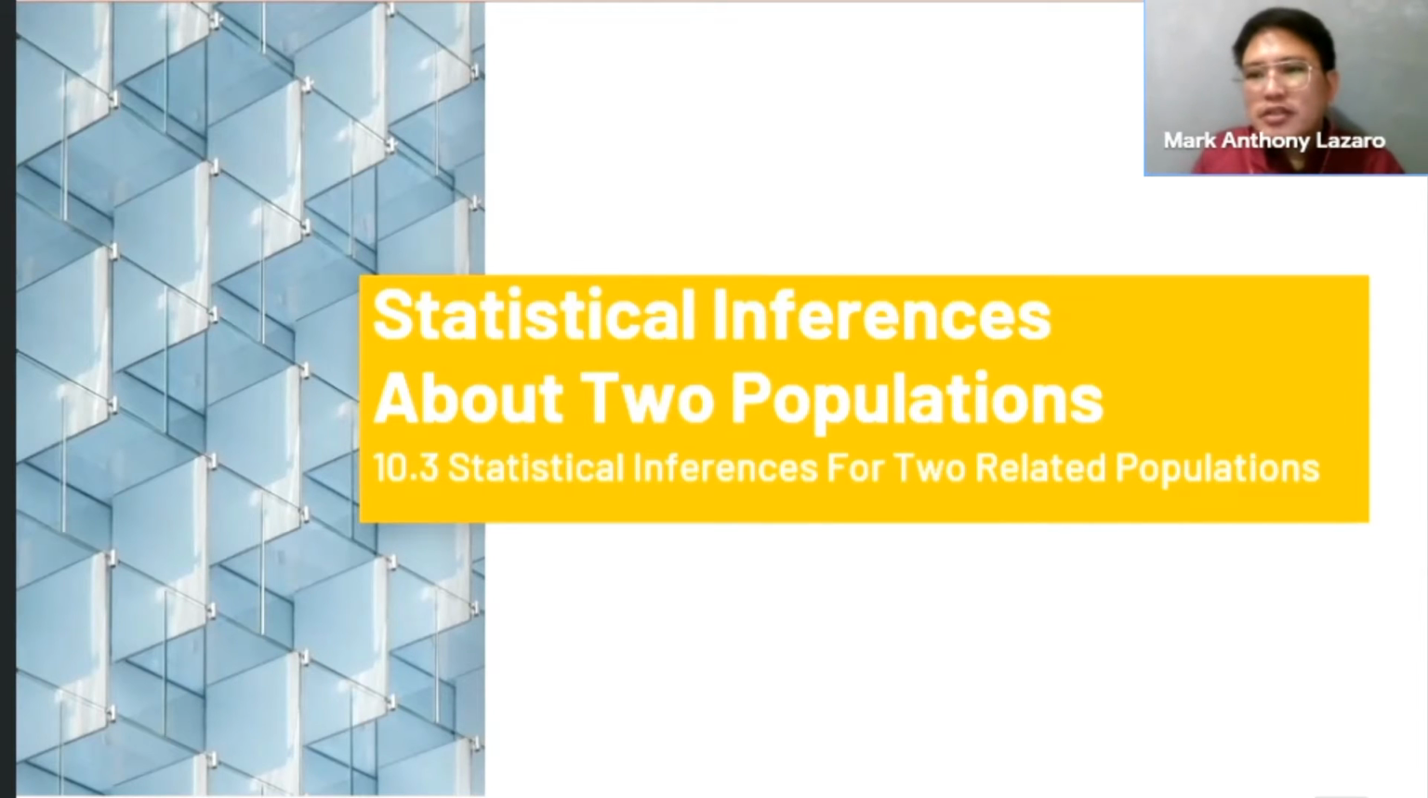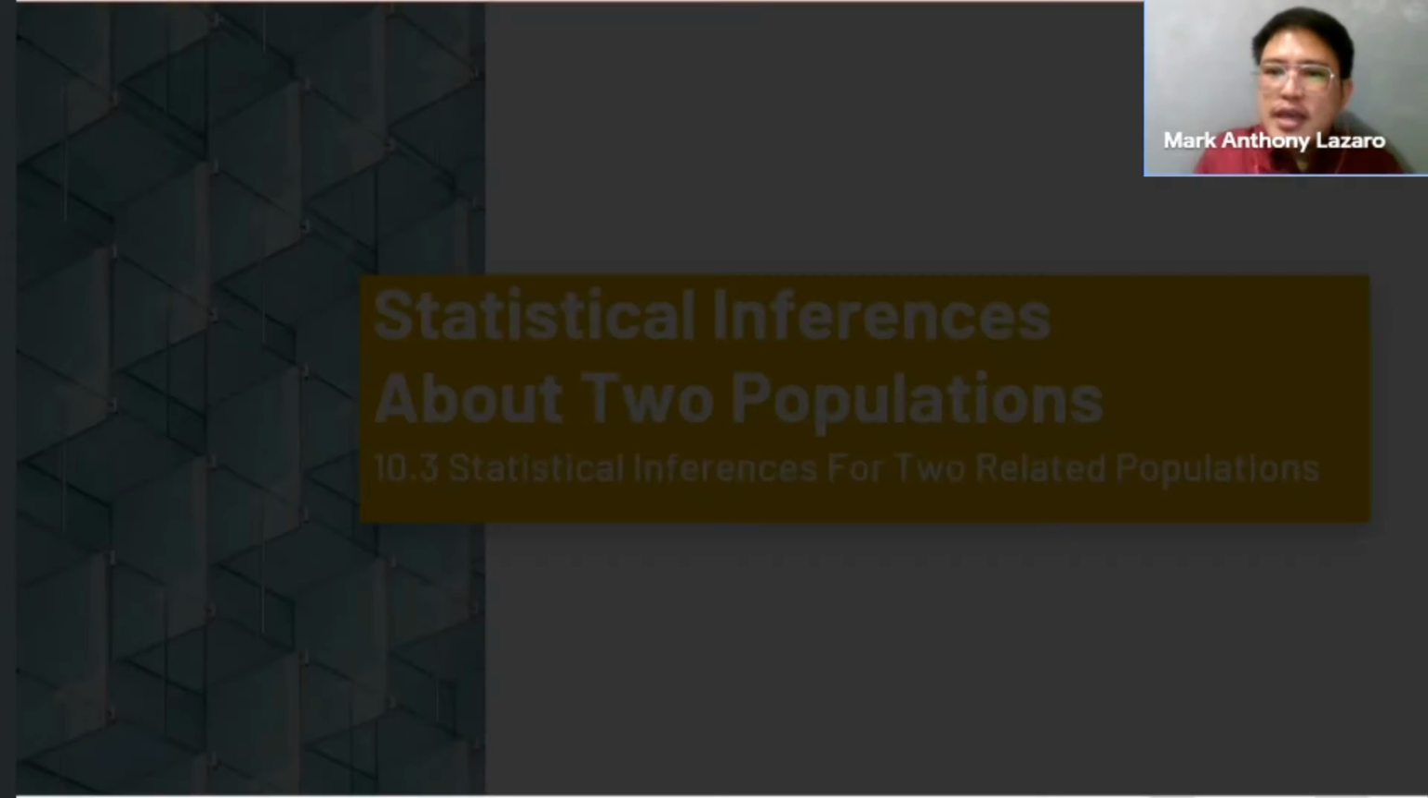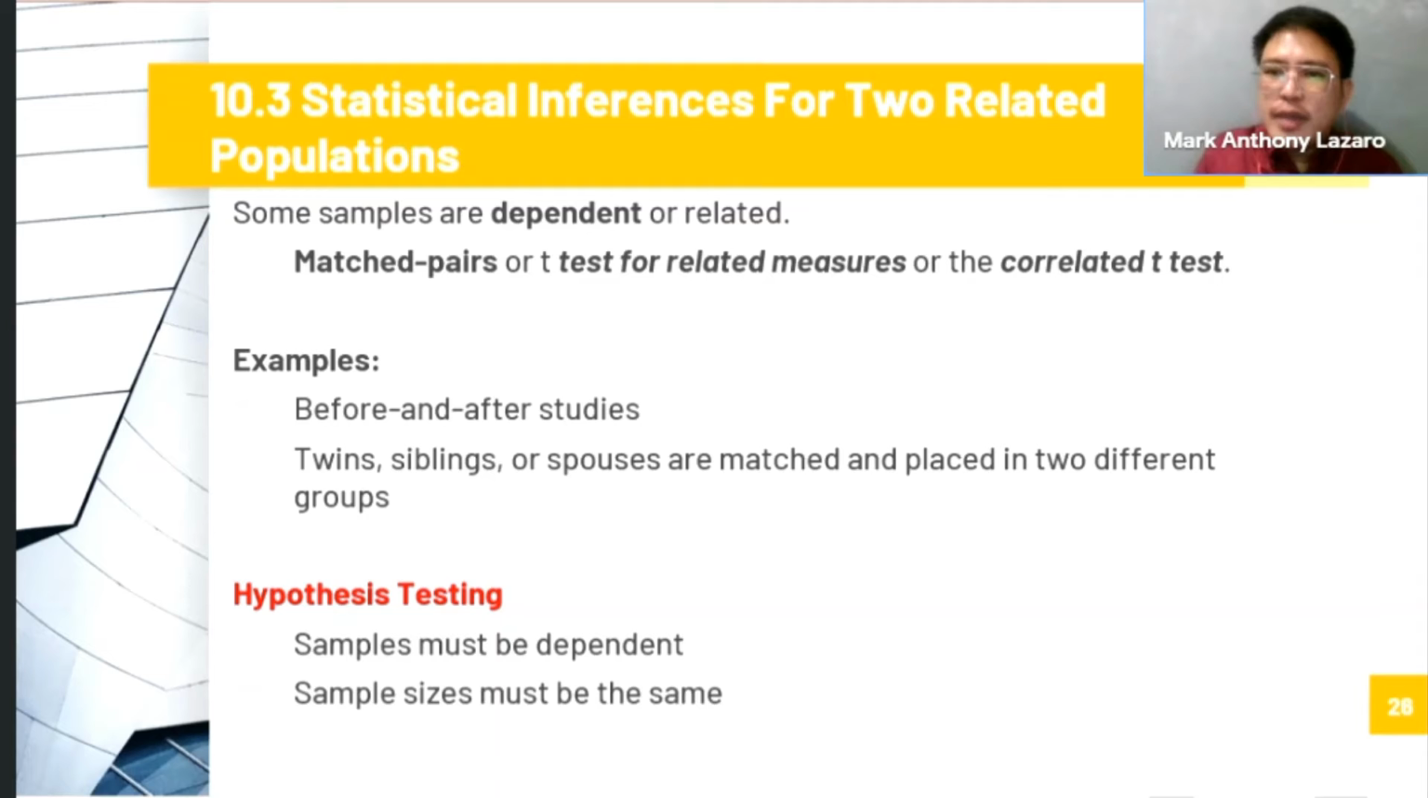Good morning, everyone. So the next topic will be statistical inferences for two related populations. Next slide. In this section, a method is presented to analyze dependent samples or related samples. This test is referred to as the matched pairs test. Others call it the t-test for related measures or the correlated t-test.